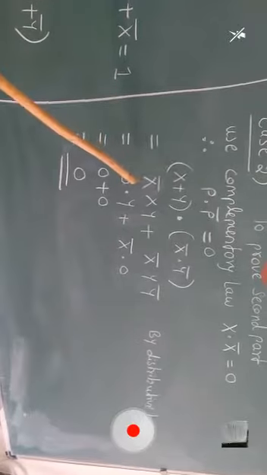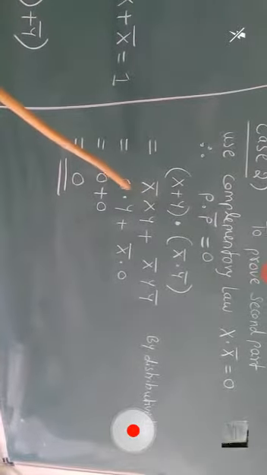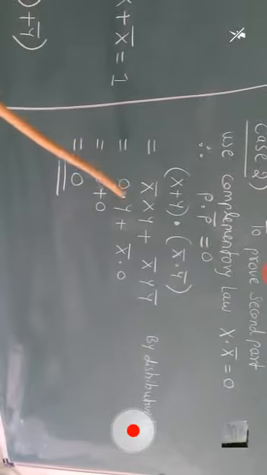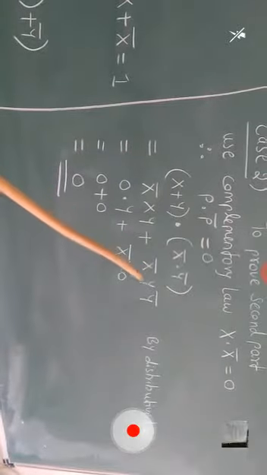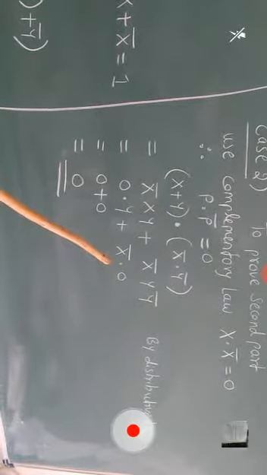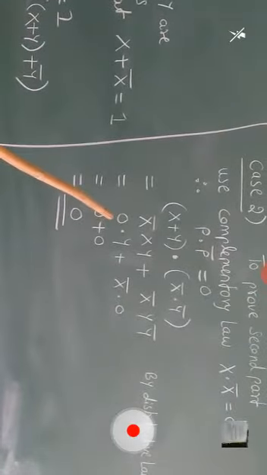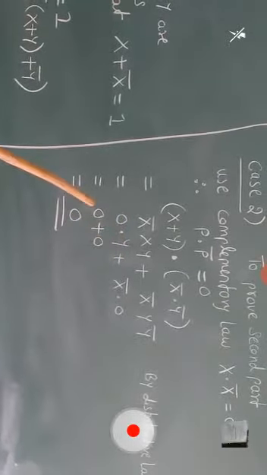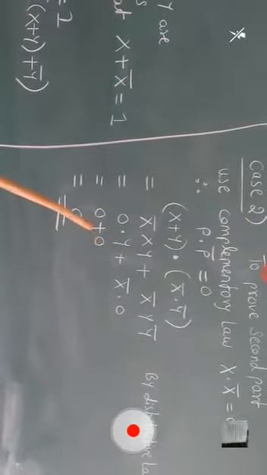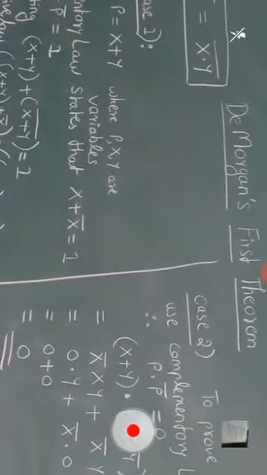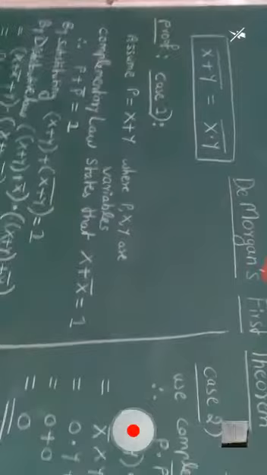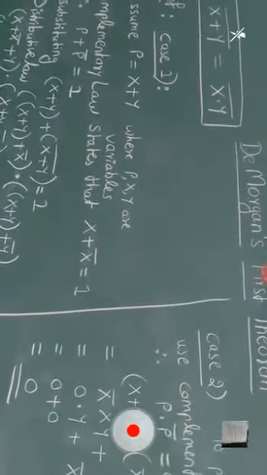We know the complementary law, which states that x bar dot x gives me the result 0, multiplied with y as it is I have kept, then x bar as it is, y dot y bar will give me the result 0. Okay, then when I multiply anything with 0, I will get the answer as 0 only. So 0 plus 0 will give me the answer 0. So in this way, we have proven De Morgan's first theorem, which states that (x plus y) whole bar is equal to (x dot y) whole bar.